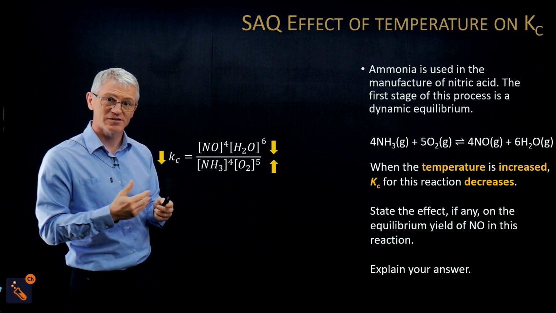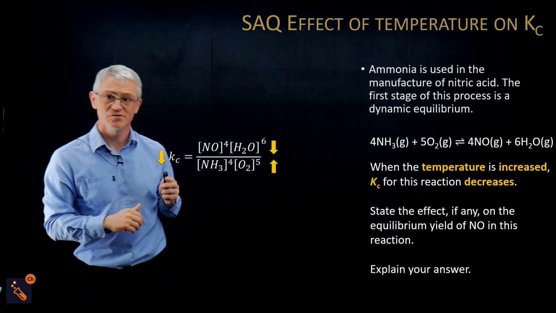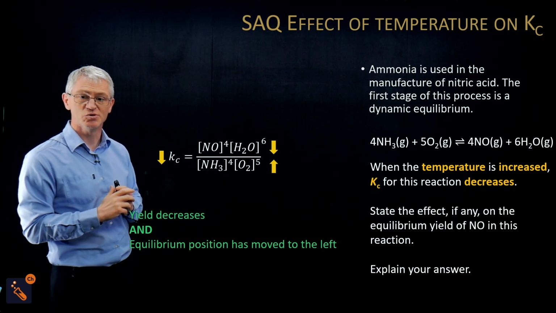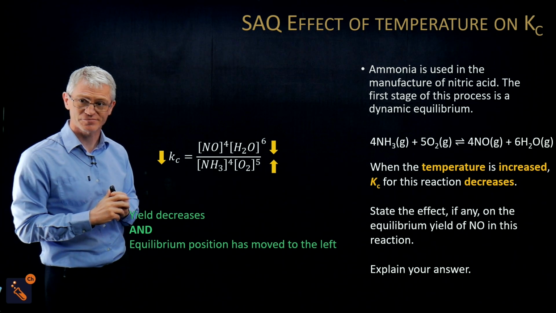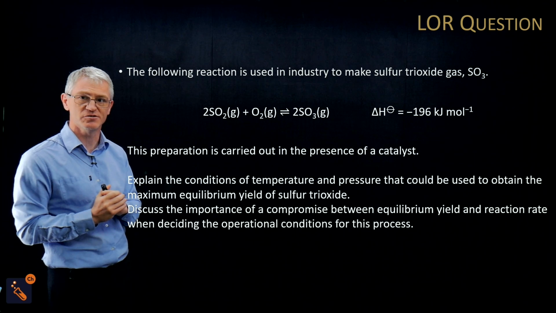If that is the case, the equilibrium is going to the left, which means you produce less NO. So yield decreases and the equilibrium position has moved to the left. Okay, hopefully you understand that now. Let's go on to our next question.